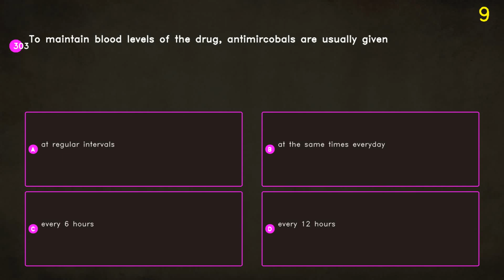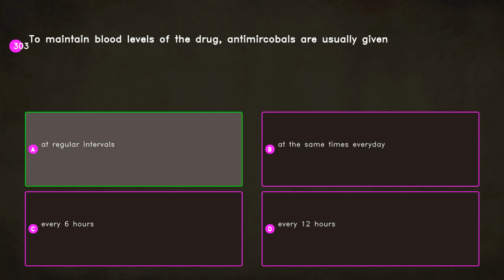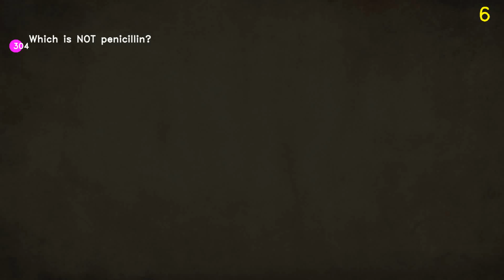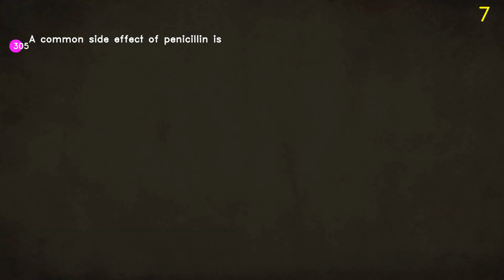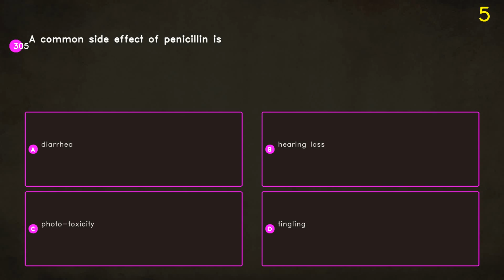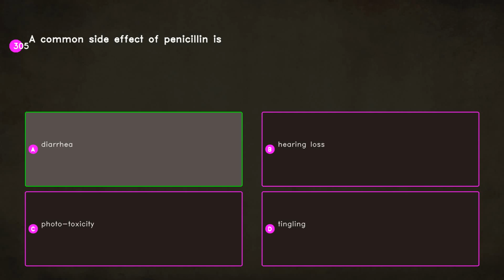Question 303. To maintain blood levels of the drug, antimicrobials are usually given A. At regular intervals, B. At the same times every day, C. Every 6 hours, D. Every 12 hours. The correct answer is at regular intervals. Question 304. Which is not penicillin? A. Amoxil, B. Cipro, C. Principen, D. Trimox. The correct answer is Cipro. Question 305. A common side effect of penicillin is A. Diarrhea, B. Hearing loss, C. Phototoxicity, D. Tingling. The correct answer is diarrhea.